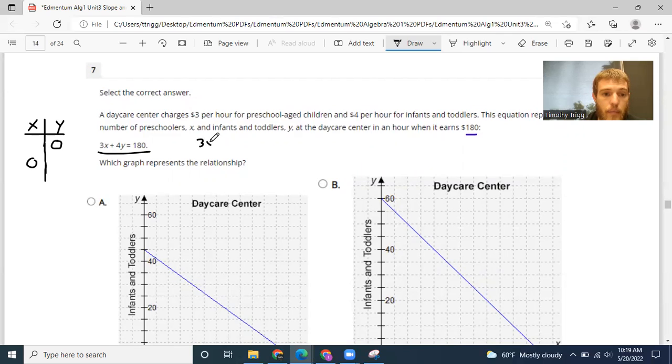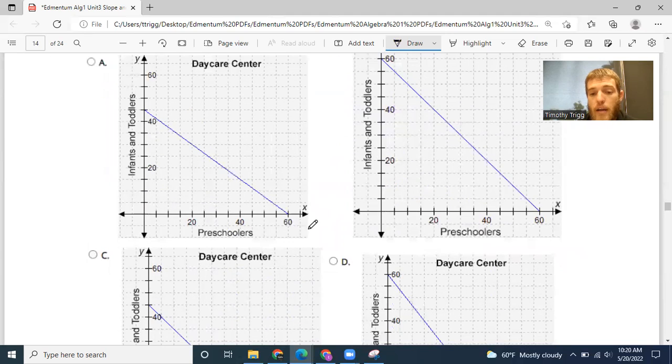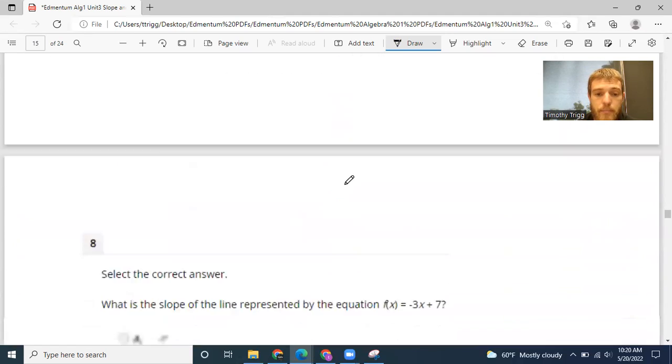So it'll be 3x plus 4 times y, which I'm replacing the y with 0, equals 180. This thing goes to 0. 3x equals 180. Divide by 3 on both sides of the equation to solve for x, giving us that x equals 60. So I know my x-intercept will be 60, 0. Go ahead and find the y-intercept and figure out which of these graphs shows the correct x and y-intercept.